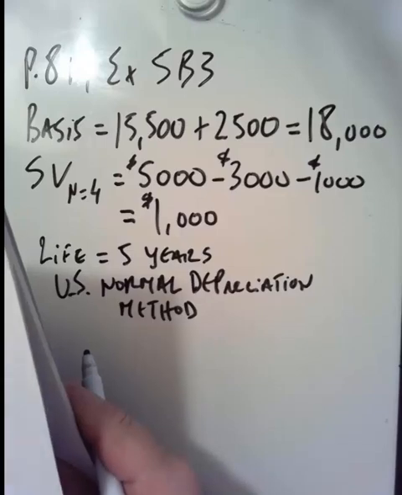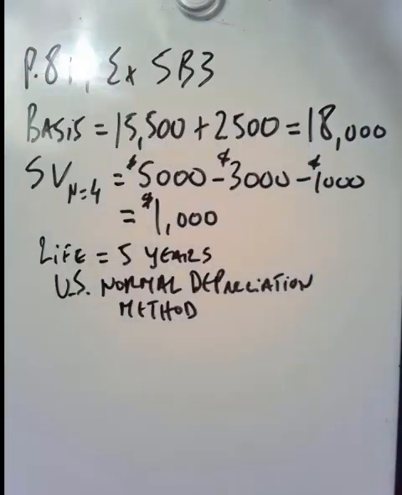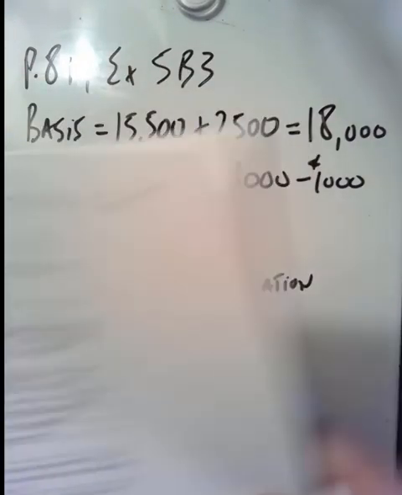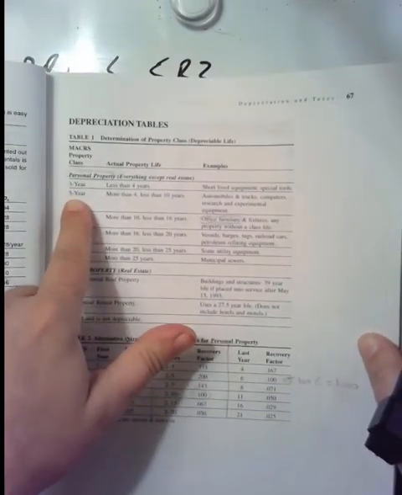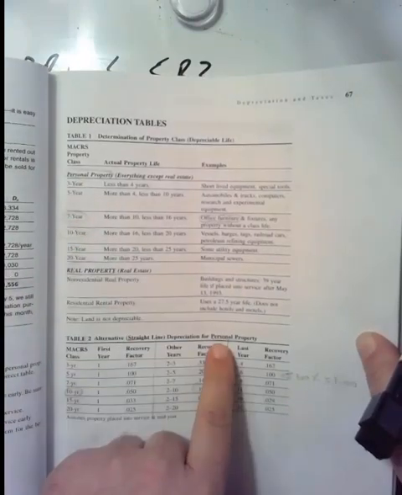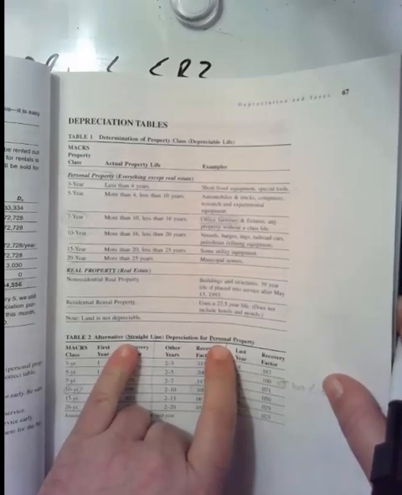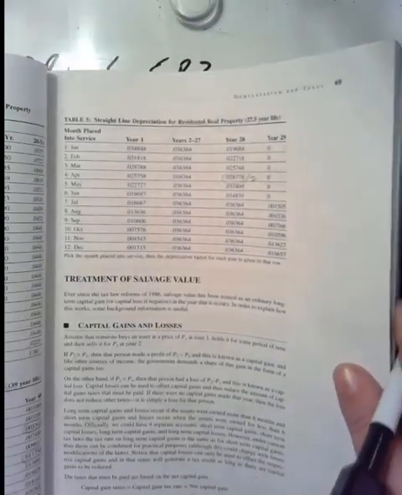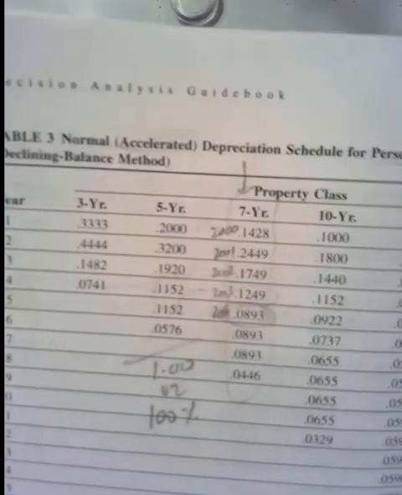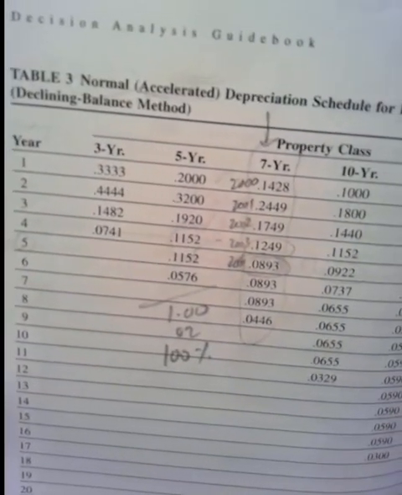Then we go to page 67. They said it was a 5-year class life using the normal method. So it falls here in the 5-year class on table 1 with personal property. Then we look for the personal property tables that associated with the normal method. It's not table 2 because this is the alternative method, okay, meaning straight line. And it is table 3, which is the normal method. Okay, so we're going to focus on the 5-year class life.